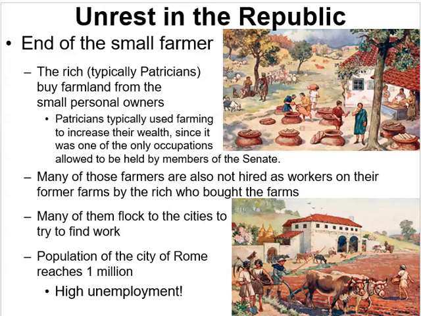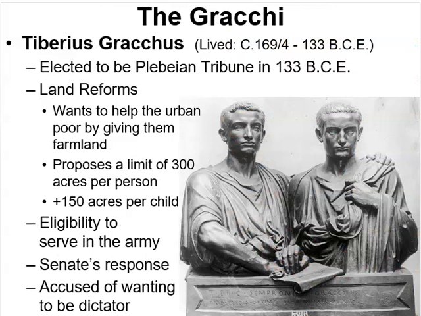And so you've got a lot of people now being very hungry throughout the cities as well. And that's going to cause issues. Well, eventually, in the year 133, a man is going to be elected as plebeian tribune. Who is that man? Well, that man is one of these two brothers. Don't worry about which is which. But that man is Tiberius Gracchus.